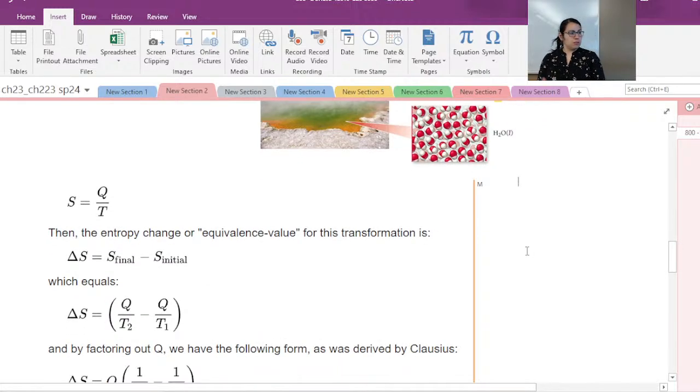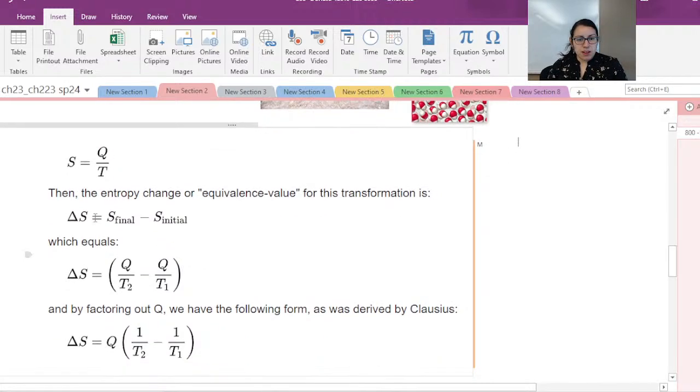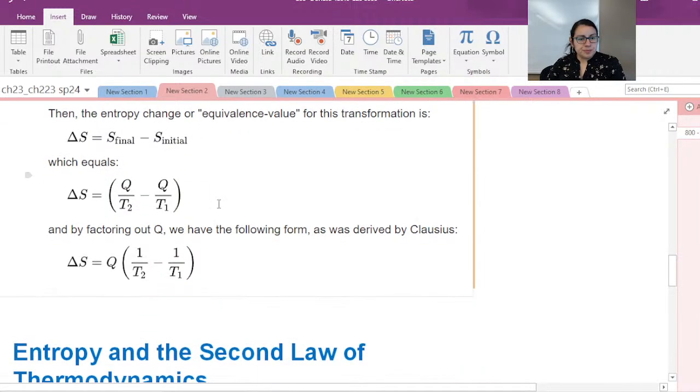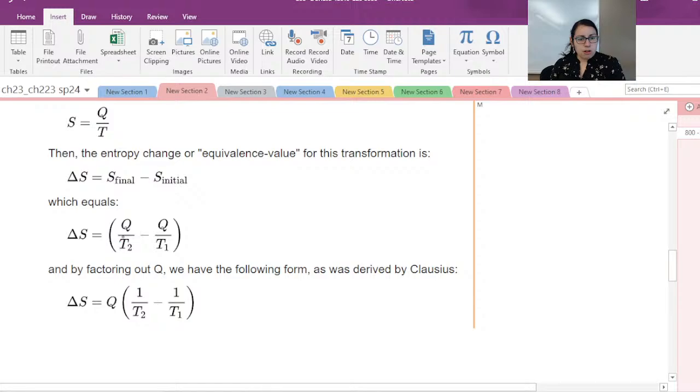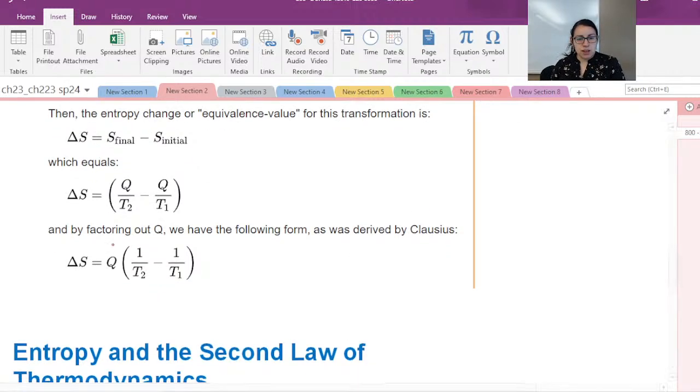And so, of course, now we want to start to quantify that. We have entropy defined as Q over T here. So our entropy change for this transformation is we can just take our entropy final minus entropy initial, similar to what we did for enthalpy. And this is also equal to Q over T2 minus Q over T1. And then we have our Clausius form of our equation, taking out Q. So our change in entropy is equal to Q times 1 over T2 minus 1 over T1.